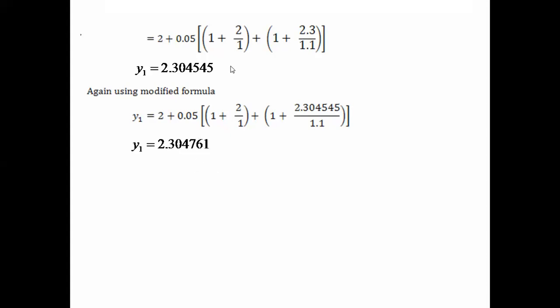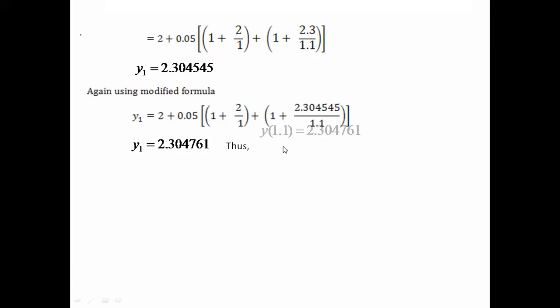2.304761. Here I got 2.304455. Here, very close to that. 3 digits are repeating after the decimal. So this is the answer correct to 3 decimal places. So you can stop the iteration. So this is the value of y at x equal to x1, that point.